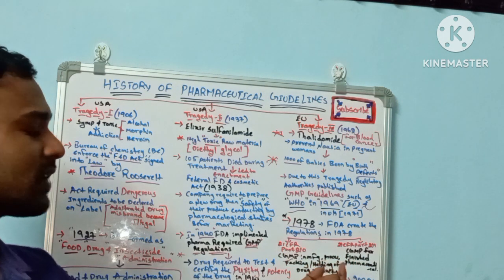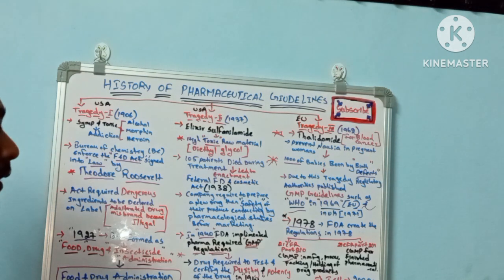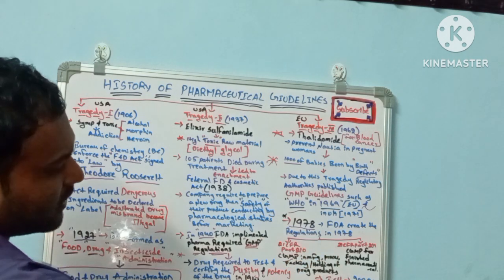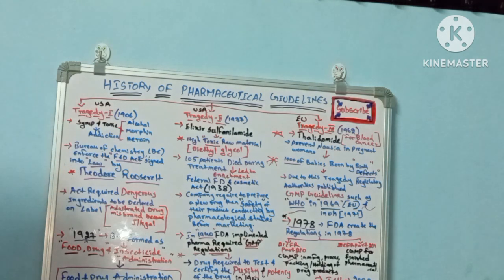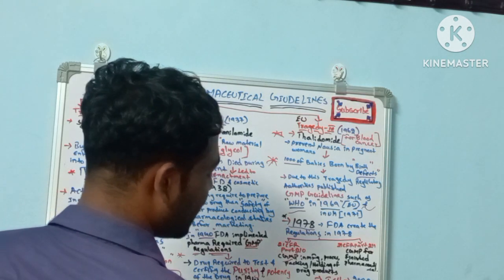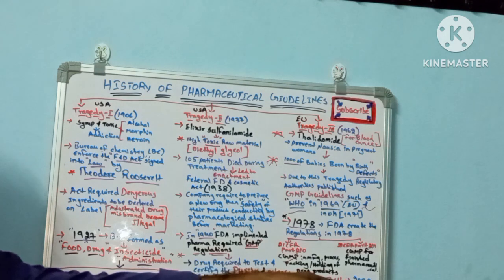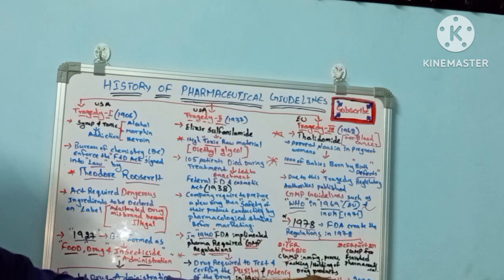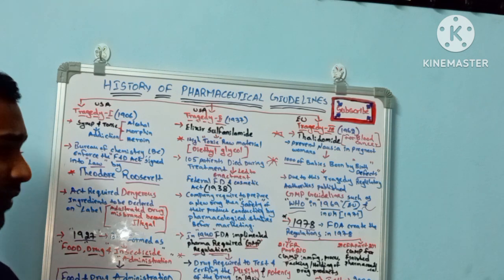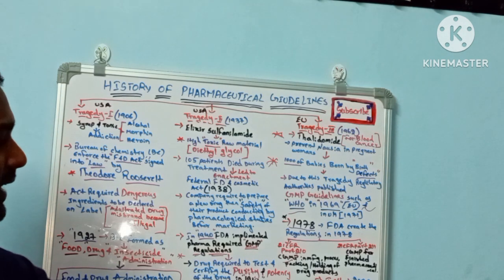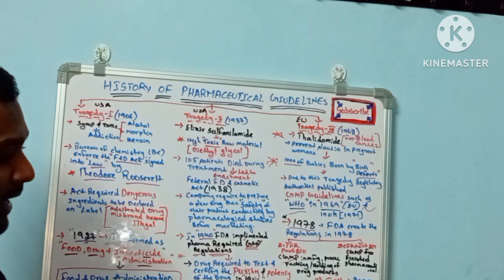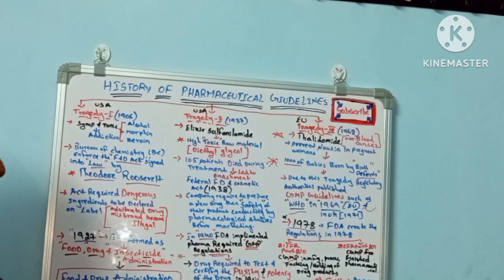These two guidelines are very effective even right now. After 1978, it took almost 22 years before the ICH guidelines released the Q7 guideline. ICH is the International Council for Harmonisation of Technical Requirements for Pharmaceuticals for Human Use. This ICH guideline was published in the year 2000. The Q7 guideline is GMP, good manufacturing practice for API. Any company or manufacturer manufacturing an API should follow the Q7 guideline.